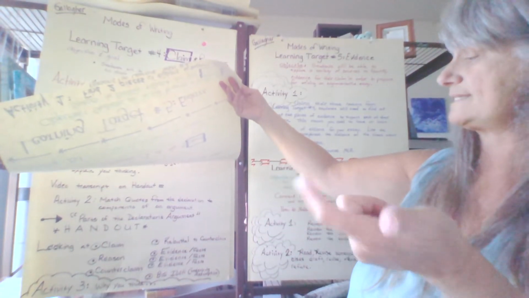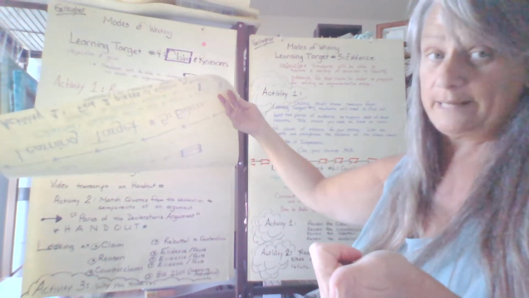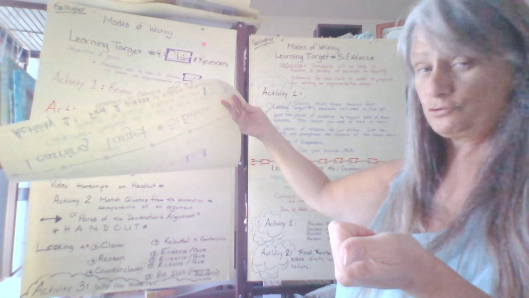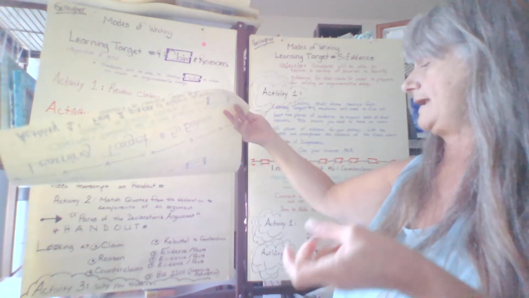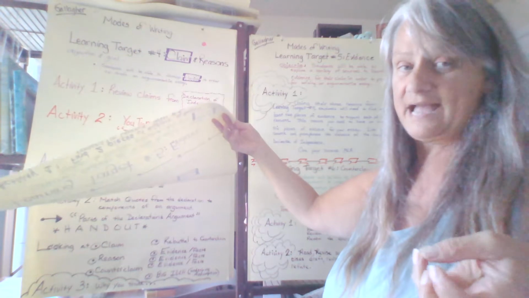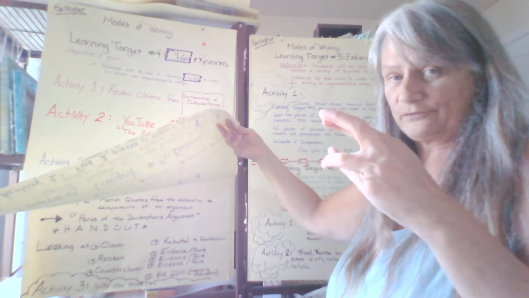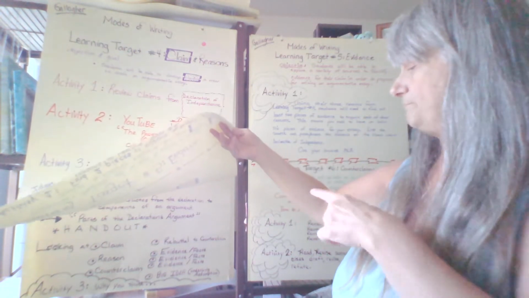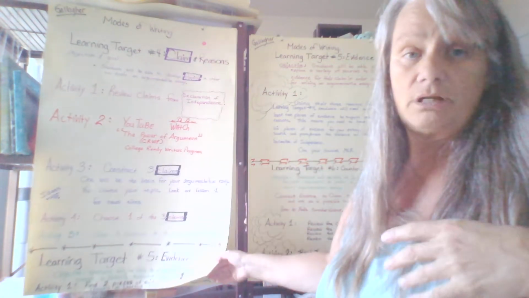So claim, reason, counterclaim, rebuttal to your counterclaim, which is an attorney thing, if you're in the courtroom, you have to do a rebuttal. And then evidence, and I have evidence and facts together, because evidence and facts are tied together like this. They're the same thing. Big idea, the underlying assumption of your argument.